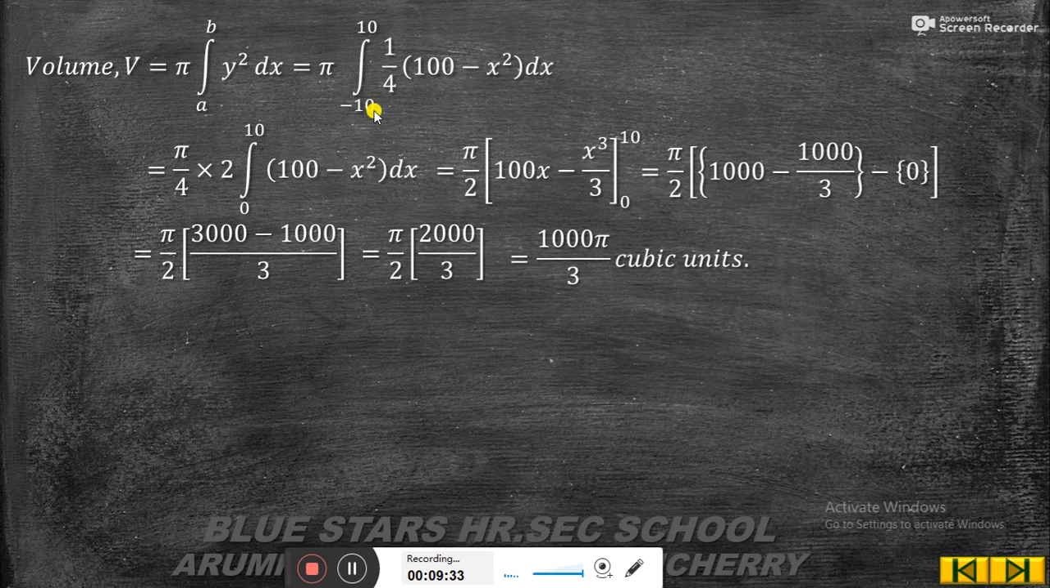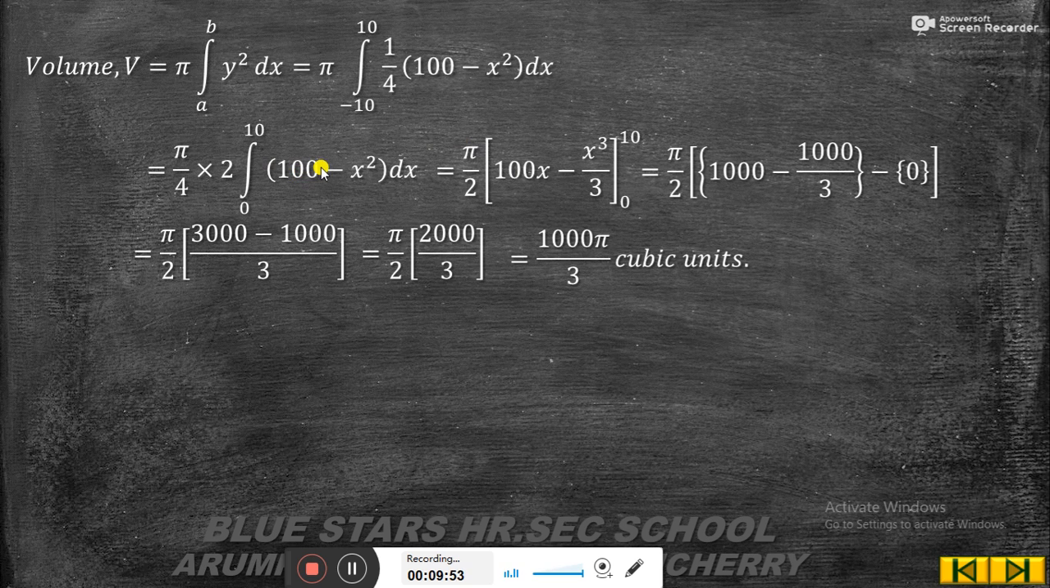So the integral from minus a to plus a of f of x dx, where f of x is an even function, means we write it as 2 times the integral from 0 to a of f of x dx. So we write it as 2 into the integral from 0 to 10 of (100 minus x square) dx. In the next step the 4 and 2 cancel, so pi by 2 into the integral of 100 minus x square.